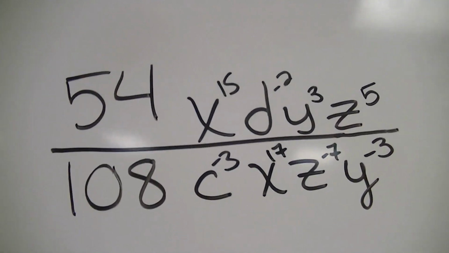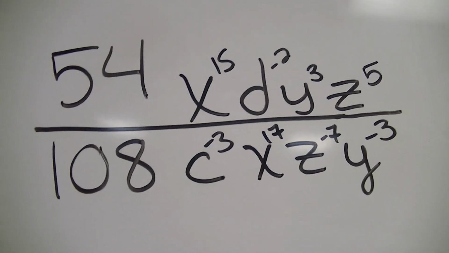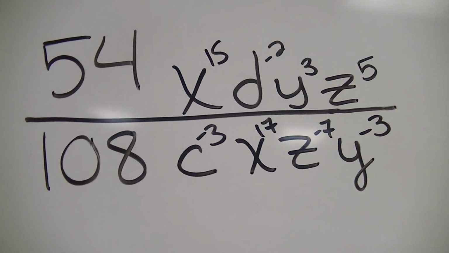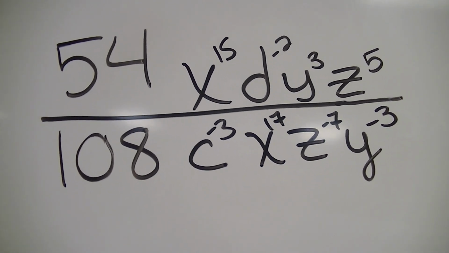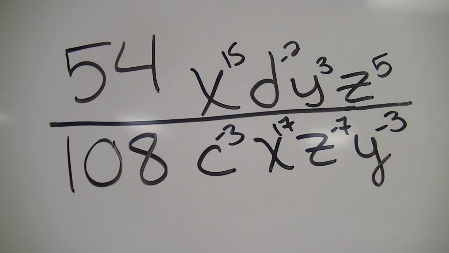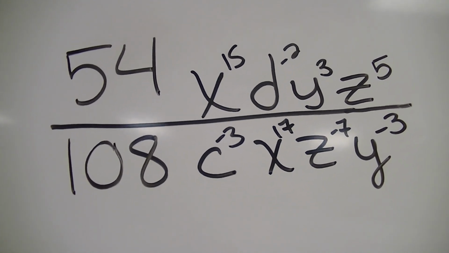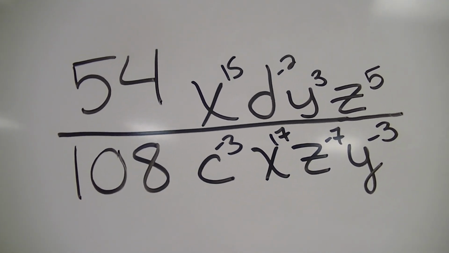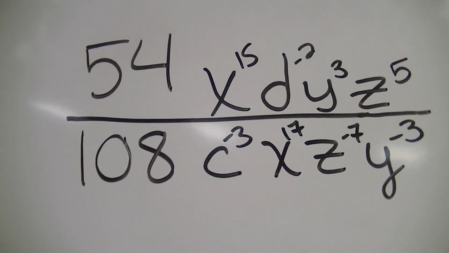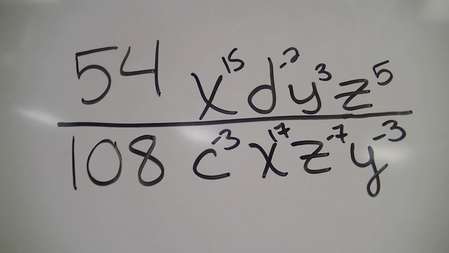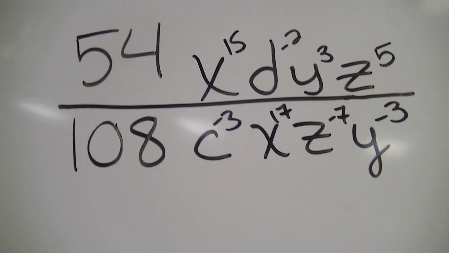All right, traveling over here, we got another scary one, right? Let's kick it up a notch. All right, 54, X to the 15, D to the -2, Y to the 3rd, Z to the 5th, all divided by 108, C to the -3, X to the 17, Z to the -7, Y to the -3. Again, it looks scary, but let's focus on our numbers first. 54 over 108. What number can go into both of those?